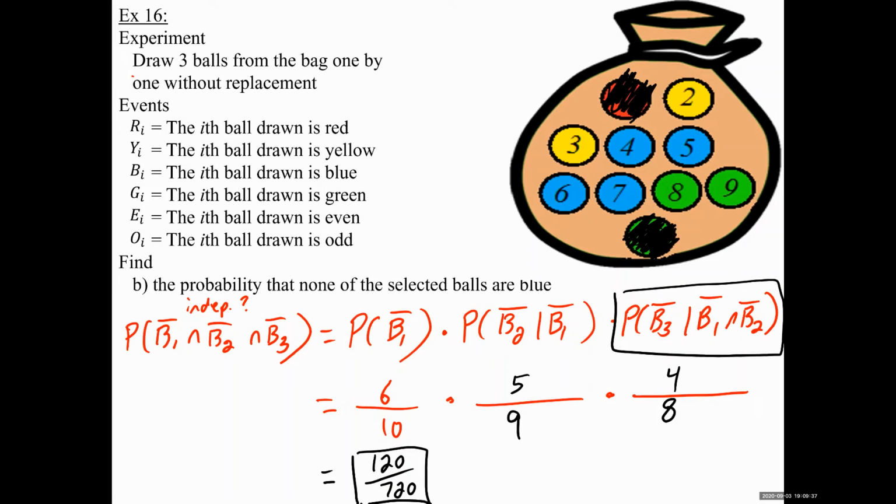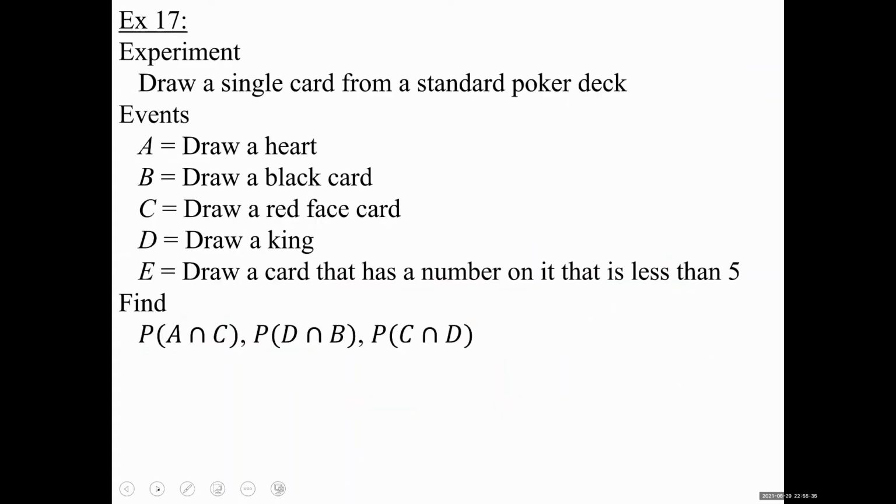All right, so that's how that goes. Let's move on. I'm just going to do one of these. Example 17: you're going to draw a single card from a deck of cards, and it says find all these probabilities. I guess I'll do the second one. I'll do this one and let you do the rest on your own. Again, this one could be done two ways. Let's just use the AND formula.